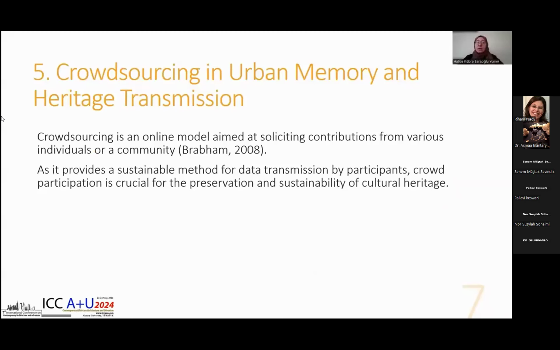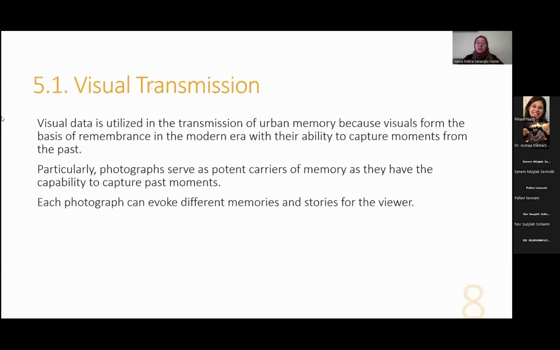Crowdsourcing is an online model aimed at soliciting contributions from various individuals or communities. As it provides a sustainable method for data transmission by participants, crowd participation is crucial for the preservation and sustainability of cultural heritage. Visual data is utilized in the transmission of urban memory because visuals form the basis of remembrance in the modern era with their ability to capture moments from the past.